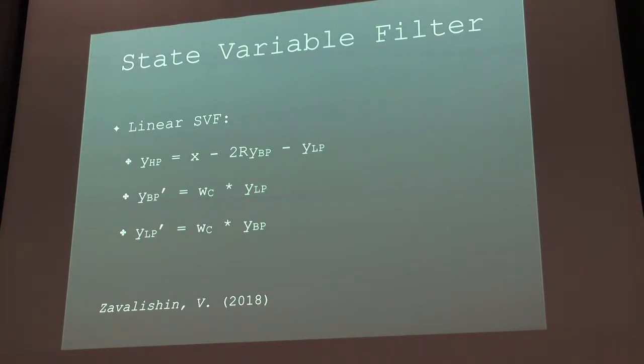So the high pass, this basically is a resonance control, and you basically obtain the high pass from this function. And then the derivative of the band pass output is the cutoff frequency times the low pass output here. And then the derivative of the low pass output is the cutoff frequency times the band pass output.